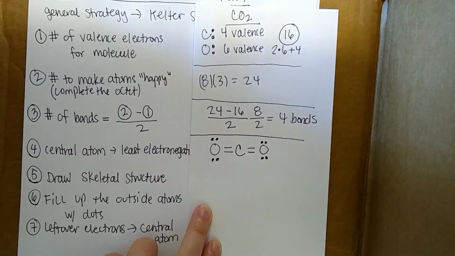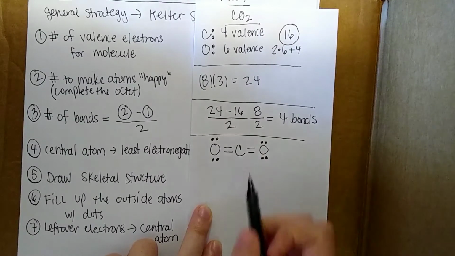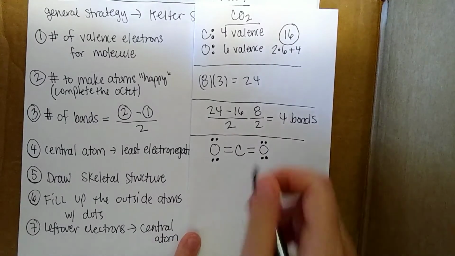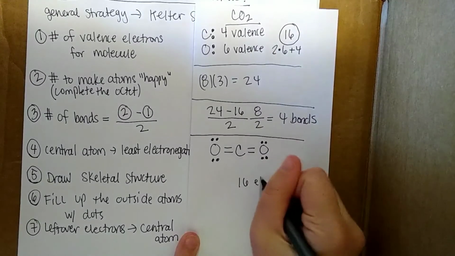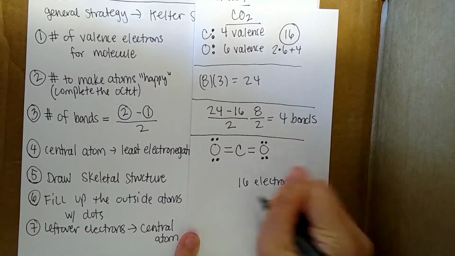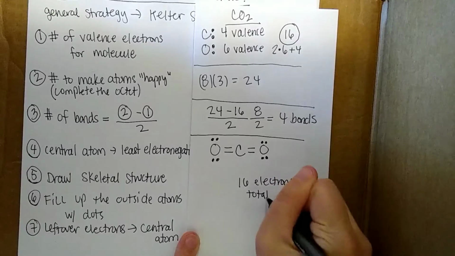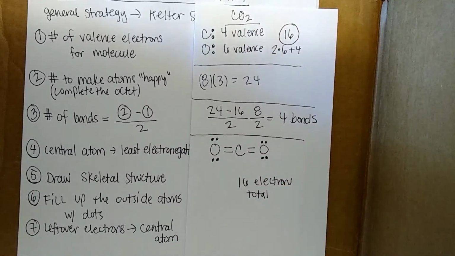So now we filled up the outside atoms with the electrons. If there were any leftovers, they would belong to this carbon, but there aren't. So we have 16 electrons total, just as we should. So this is the Lewis structure for CO2.